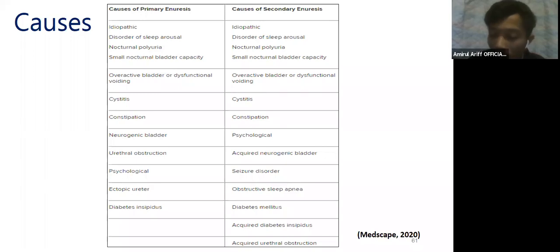Okay, for the causes of enuresis, there is actually a long list of causes that lead to urinary incontinence. In Medscape, they divide the causes into primary enuresis and secondary enuresis. Some of these diseases can cause both primary and secondary enuresis. As you can read, the cause can be idiopathic, disorder of sleep arousal, nocturnal polyuria, cystitis, constipation, neurogenic bladder. There's a long list. If you want to know details on how these diseases lead to enuresis, you can read by yourself. So next.